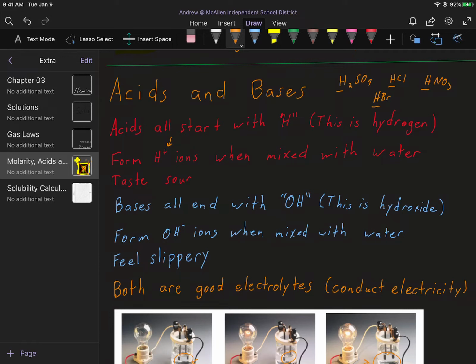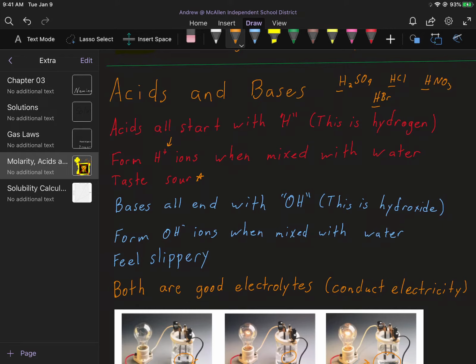And then a neat little fact that I like to ask as multiple choice questions. Acids taste sour. So some common acids you've heard of. Citric acid, it's what's in orange juice. That citric acid is what makes it taste sour. Vinegar is acetic acid mixed with water. Acetic acid, that's why it tastes sour.